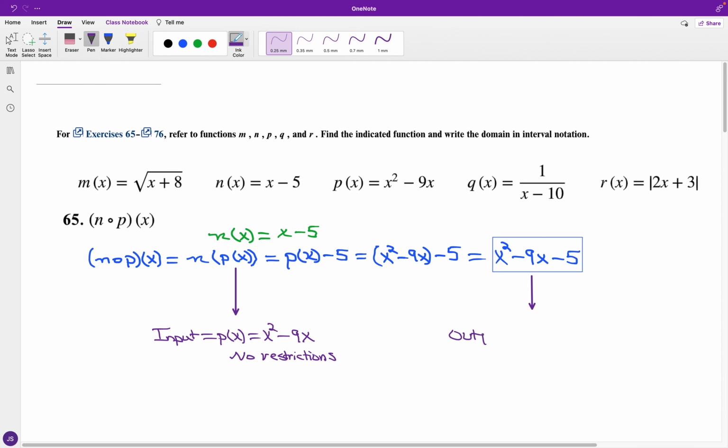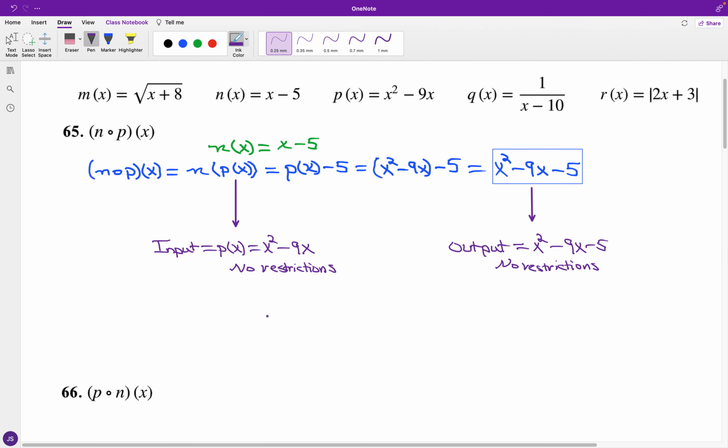And again, for the output, or the composition itself, you have essentially the input once again, except for the minus 5 that follows. So you have no restrictions. Between the input and the output, you have no restrictions at all. So if you don't have any combined restrictions, it's going to turn out that the domain is the set of all real numbers.